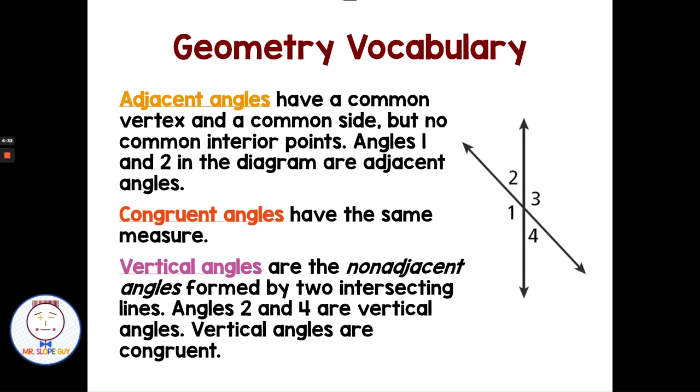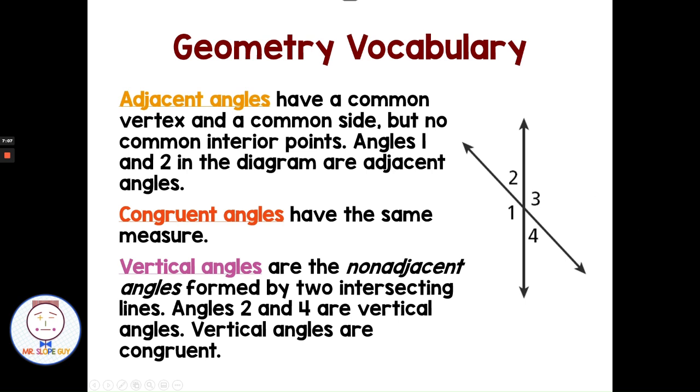And one of the most important concepts we'll talk about today, vertical angles, are not adjacent angles formed by two intersecting lines. In this case, angles 2 and 4 are vertical angles, and vertical angles are congruent. Every time we have two lines across, it's going to make vertical angles, and those vertical angles are always equal. Vertical angles are always congruent or always equal. So 2 and 4 are vertical angles, so they are always equal to each other. 1 and 3 are vertical angles, so they are always equal.